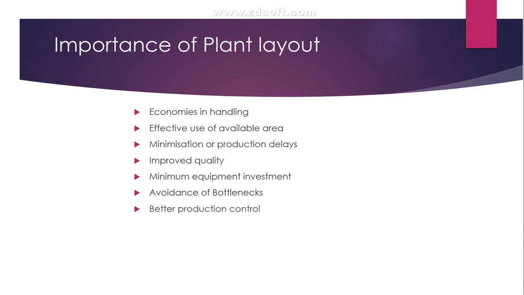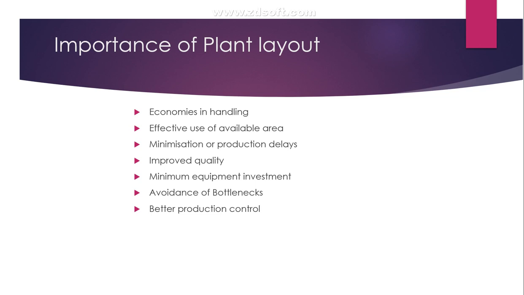Better production control. Production control is concerned with the production of a product of the right type at the right time and at a reasonable cost. So a good plant layout is a requisite of good production control, and provides the plant control officers with a systematic basis upon which to build organization procedure.